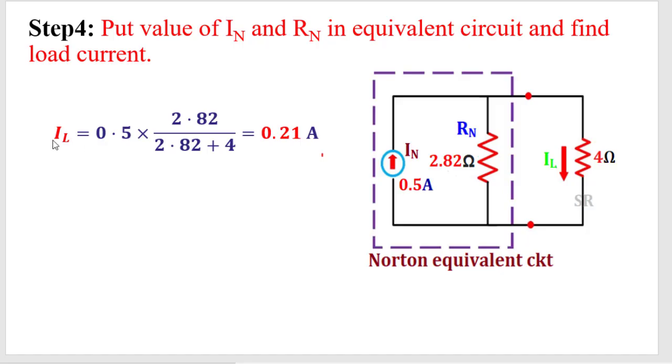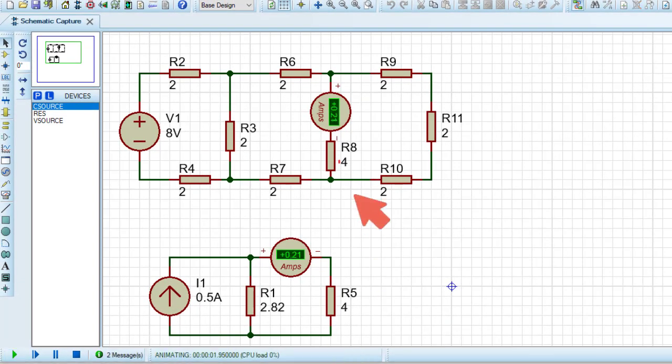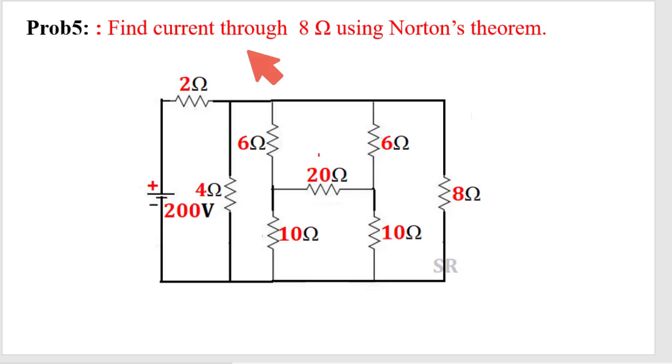What was our calculated value? Load current was 0.21 ampere. Running the simulation and see, in the main circuit load current is 0.21 ampere and in the Norton equivalent circuit load current is 0.21 ampere. So it proves that the calculation which I did is perfect.